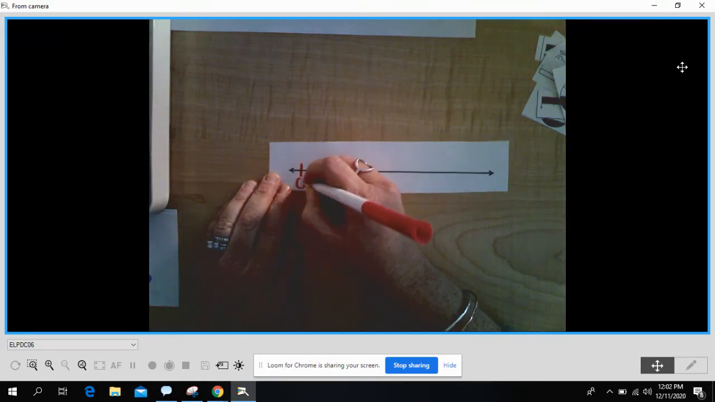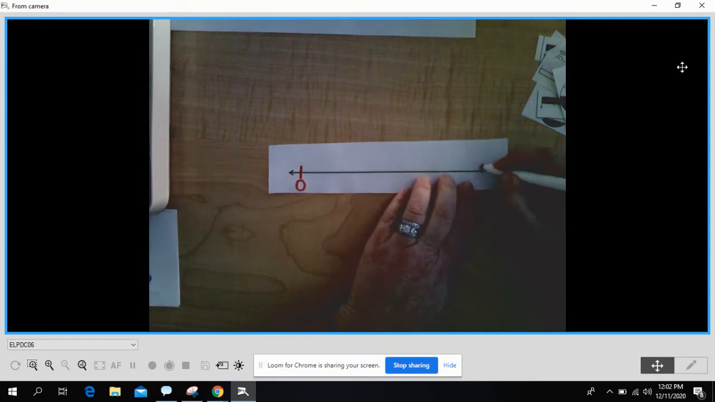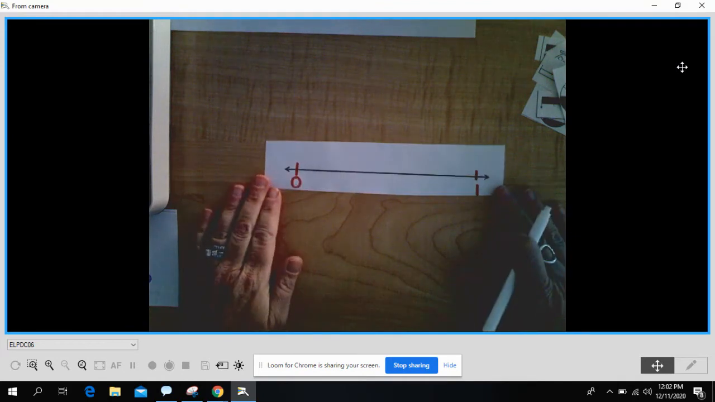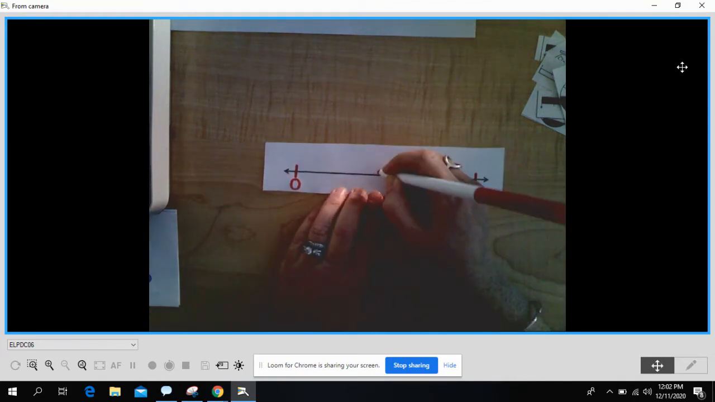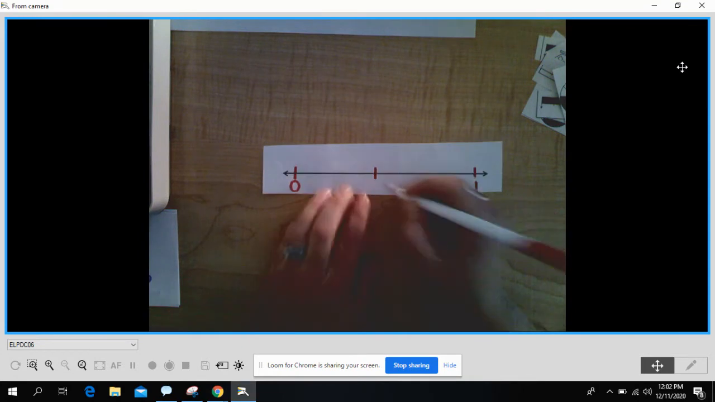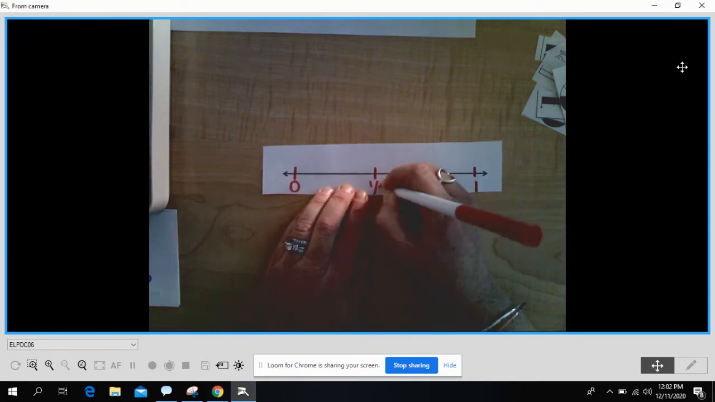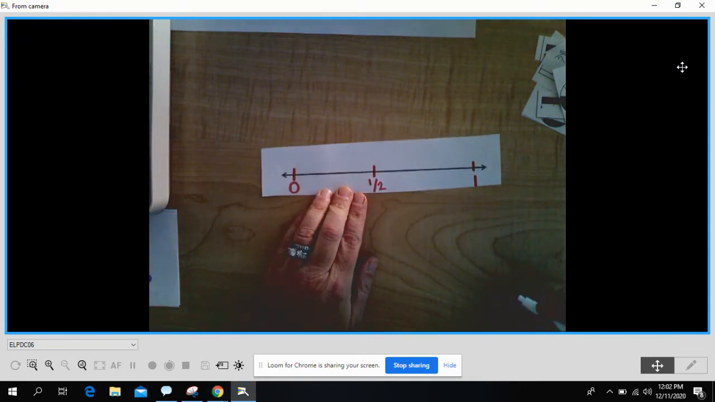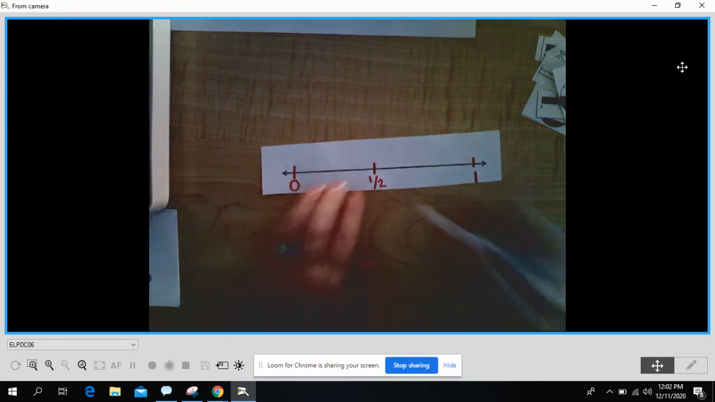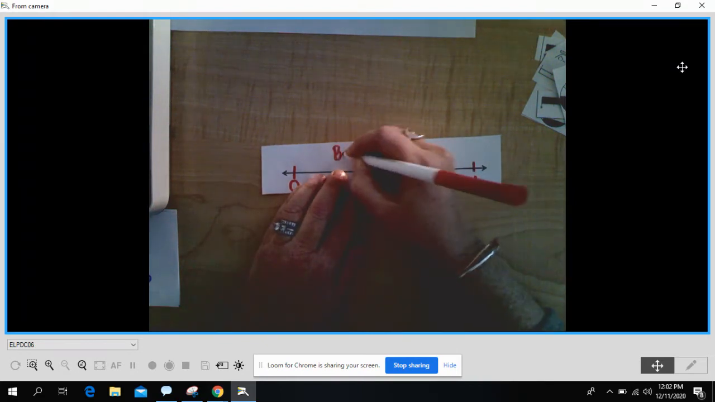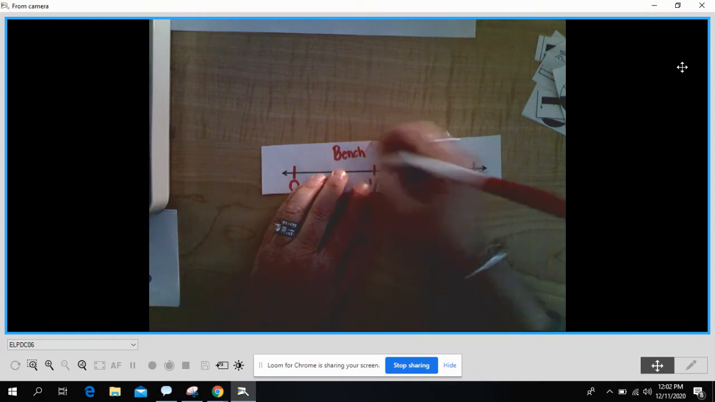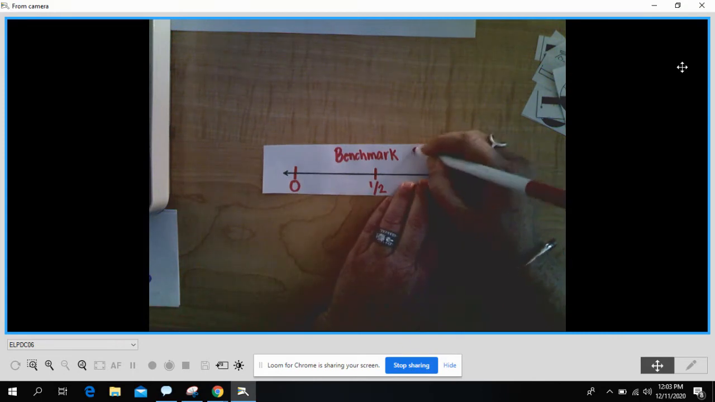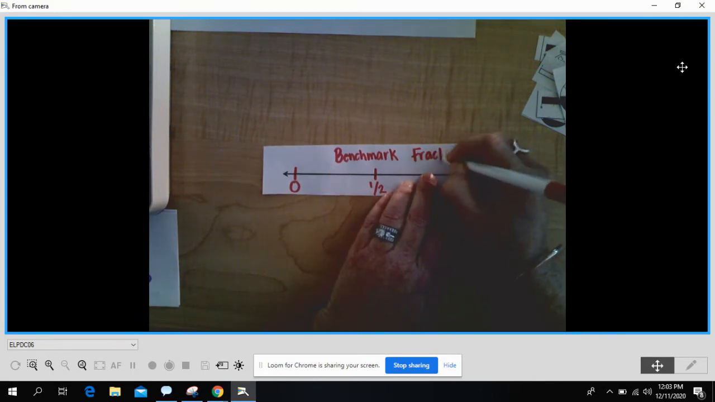Right here I have 0. Right here I have what would be 1/2. So half is right in the middle. Right here, 1. Got it? So these are, let me write the word for you, benchmark fractions or numbers. Okay?